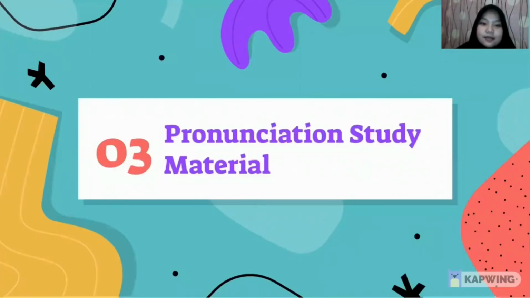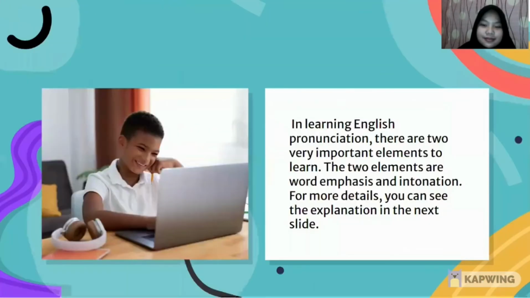Next material is pronunciation study material. In learning English pronunciation, there are two very important elements to learn. The two elements are word emphasis and intonation. For more details, you can see the explanation in the next slide.